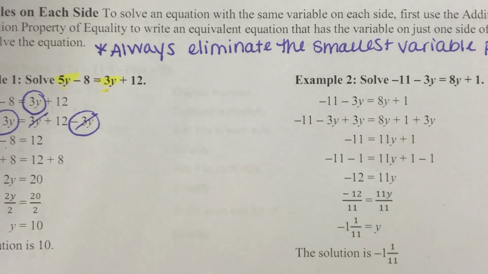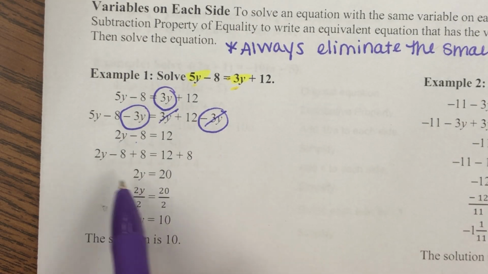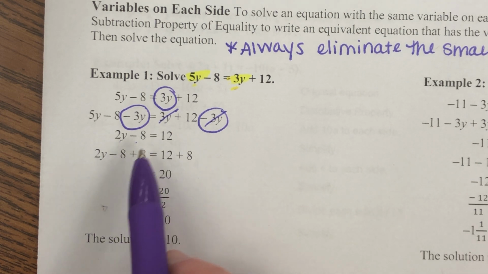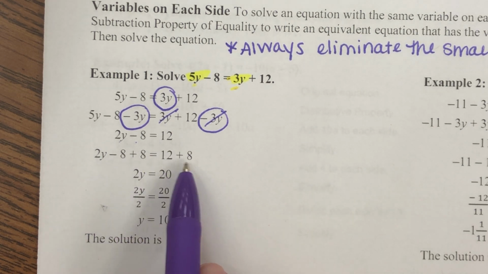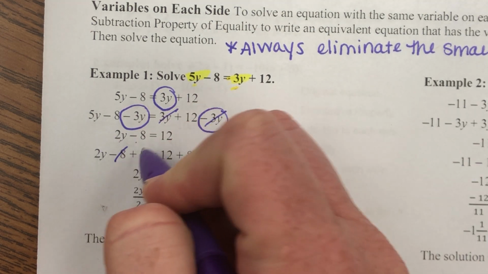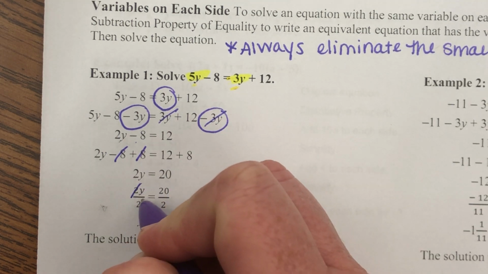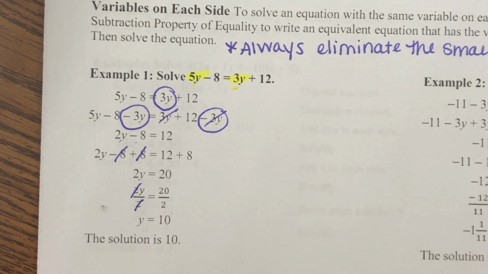Can you guys see that okay? Yeah, this is just a multi-step equation. So we're solving 2y minus 8 equals 12. We start by adding 8 on both sides of our equal sign, and then this minus 8 and plus 8 cancel out. So we're left with 2y equals 20. And then we divide both sides of our equal sign by 2, and we get y equals 10.